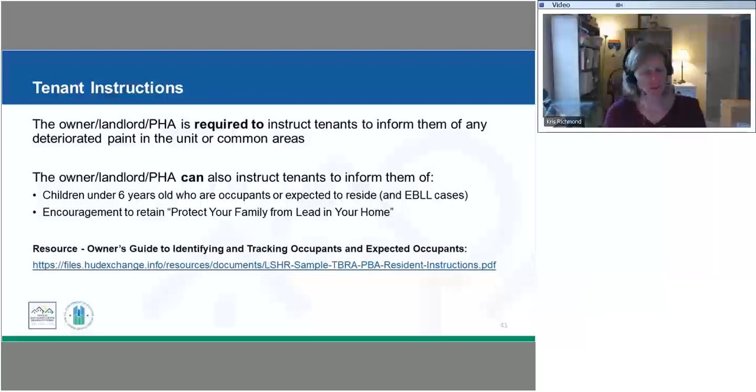It's also important for ongoing maintenance to help educate our tenants about how to live safely in a pre-1978 unit. So we want our tenants to be on the lookout for any deteriorated paint. So the owner is required to instruct the tenants to inform them of any deteriorated paint in the unit or the common areas. And deteriorated paint, we're talking about peeling, chipping paint, cracked paint, paint that's being rubbed off by friction or impact surfaces such as maybe a door jamb or a stair or a window. It also includes painted surfaces that are damaged by water or even just paint that's damp, even if that paint is intact. So that's what we mean by deteriorated paint.